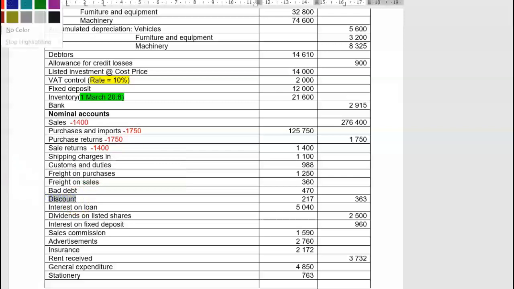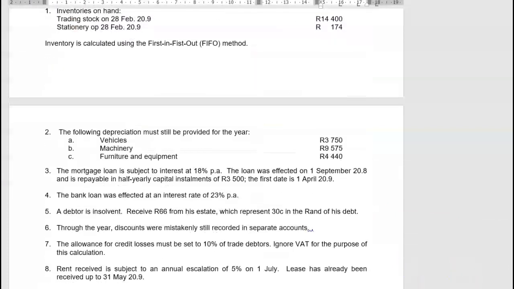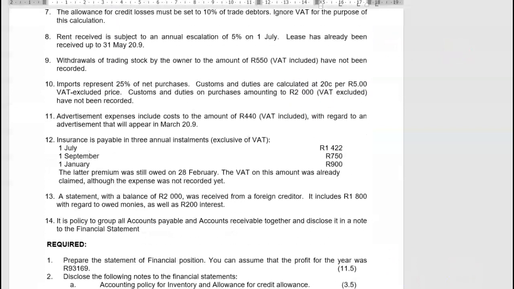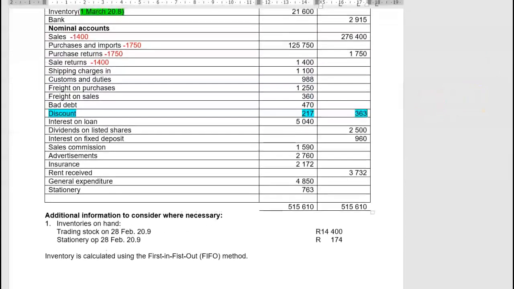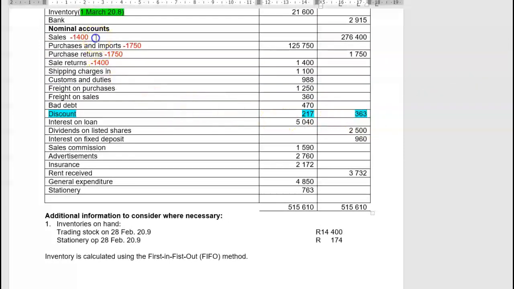Discount, look at this little one here. What an evil account. I have a debit and a credit account. Now, without telling you anything more about discount, I don't know whether they do tell you. Oh, there. They told you that through the year, discounts were mistakenly still recorded in separate accounts. They were very kind to tell you that. They didn't have to tell you that because you should know yourself that you have to get rid of that. Discounts granted will be an expense, a debit balance, and that will be part of sales. So we're going to credit that account and debit sales.